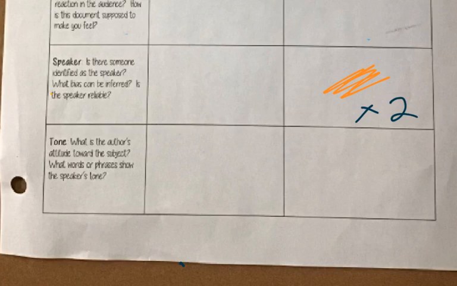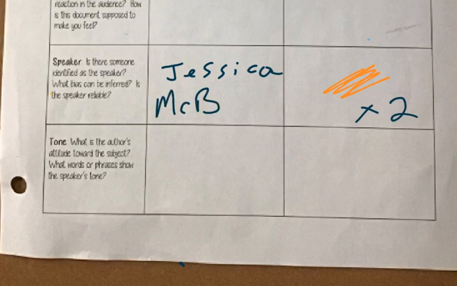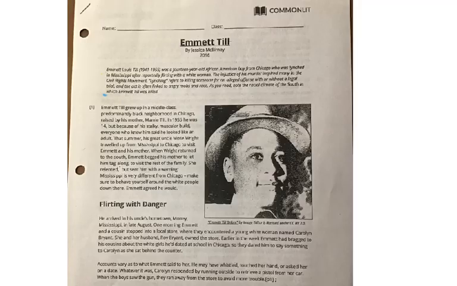So the speaker, in my opinion, is very, very easy. It's the author's name, and her name is Jessica. You can look at the article and copy this yourself. McBurney. And so now I have to go find two pieces of evidence that shows this author and highlight it orange. So I think all of you can agree that we will highlight her name.